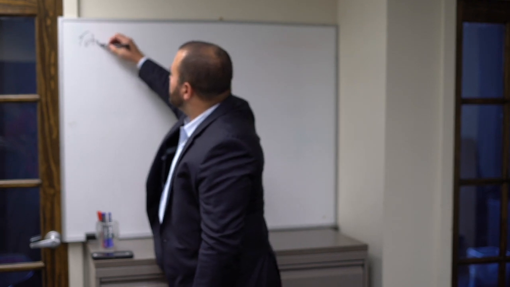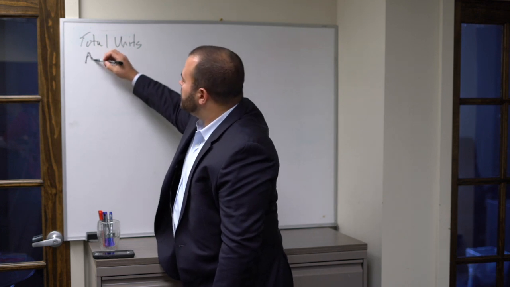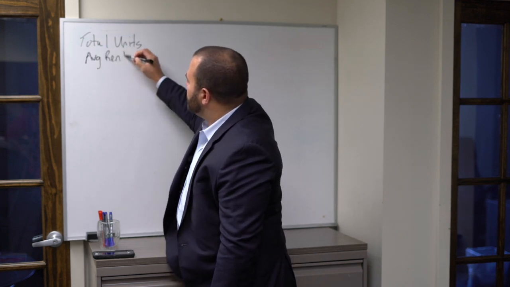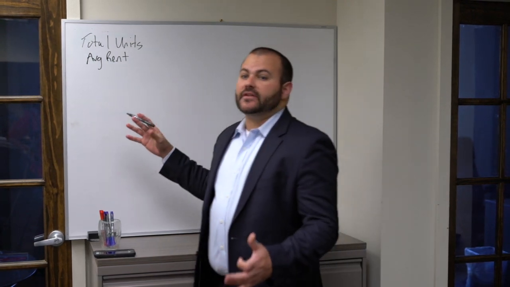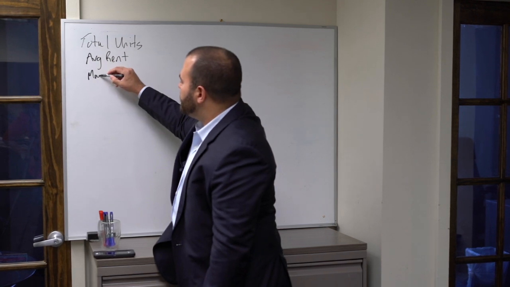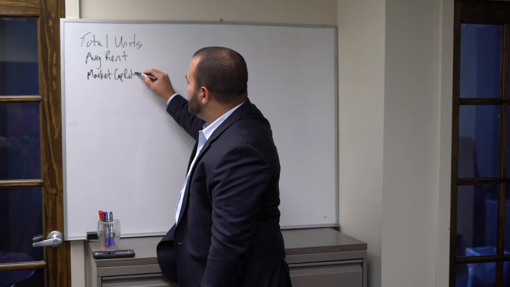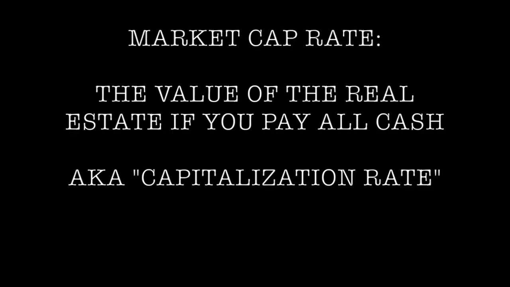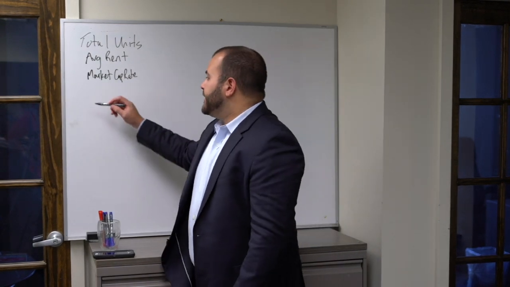So there's a couple of pieces of information you need. You need the unit count, so you need total units. You need average rent. And those are the two big numbers that you're going to need. Some other things that you do need, you need a market cap rate. A cap rate is basically the value of the real estate if you paid all cash, the capitalization rate. So you're going to need that.